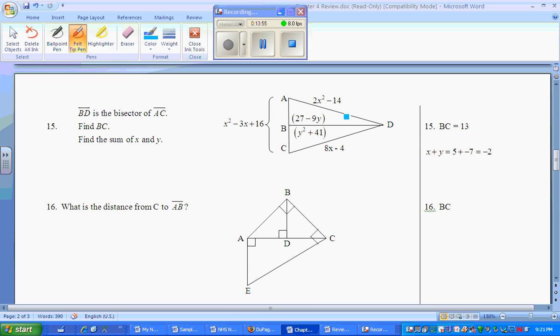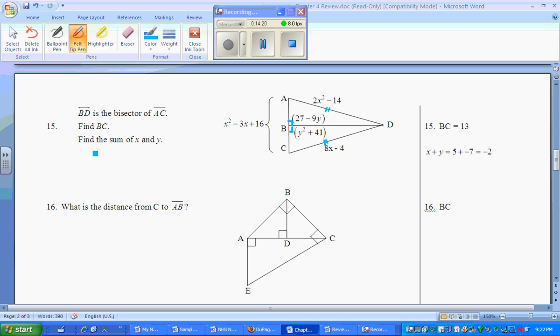Question 15. This is a perpendicular bisector here, right? Causing these two to be right angles, causing these two to be congruent. We want to find BC, which is half of this. Find the sum of x and y.